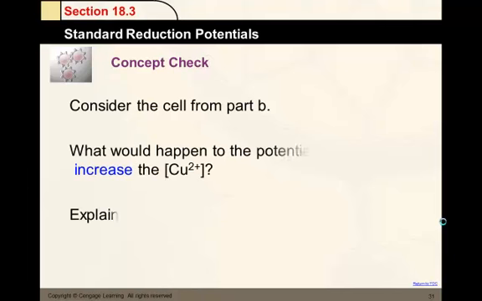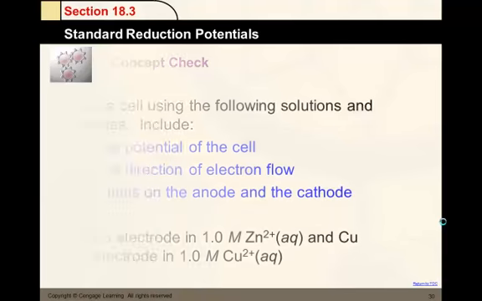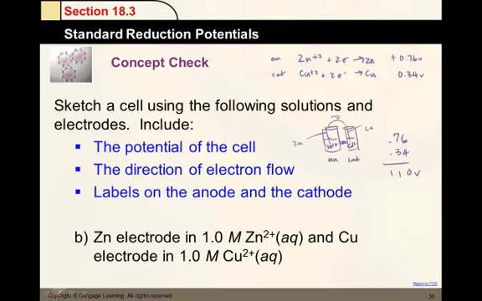Now let's look at that. What would happen to the potential if you increased the copper ion concentration? Well, let's go back. So here's our reaction. Now I actually haven't written the reaction for this. So if I flipped this around, I'd have zinc. Oh my goodness, I did it again. Pardon me.